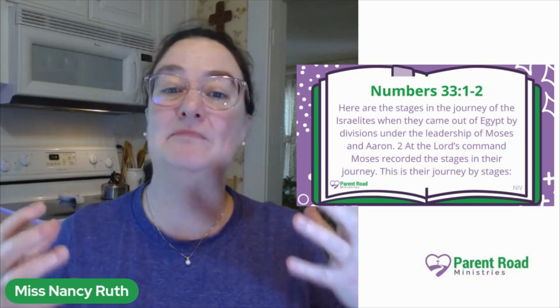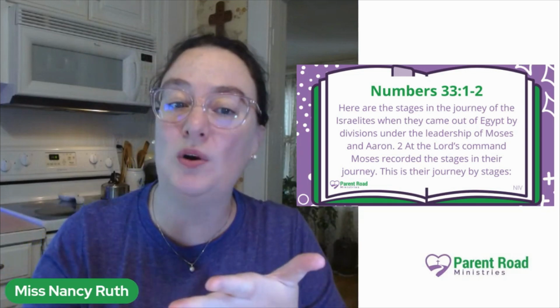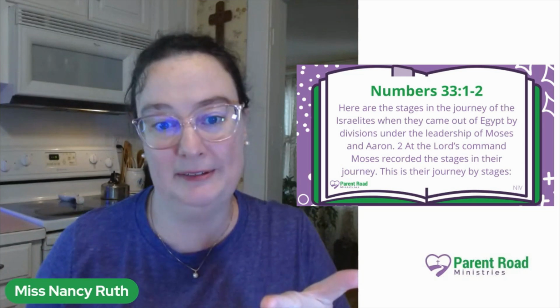The Lord commanded Moses to write down, to record these stages on their journey. So again, in Joshua, it says, be very strong and be careful to obey all that is written in the book of the law. Remember, that's those first five books, the book of the law of Moses, written by Moses, without turning aside to the right or the left.